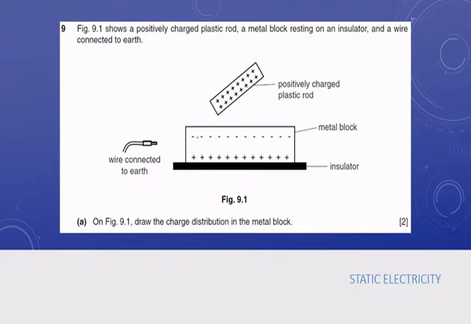Now remember, the amount of negative charges here must be equal to the amount of the positive charges here. Why? Because the metal block is a neutral object. So, remember, you have to draw the same amount of negative charges and positive charges.